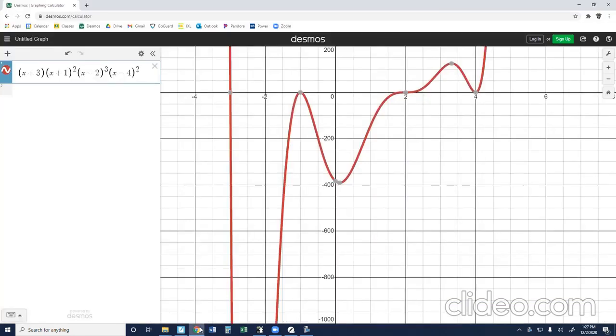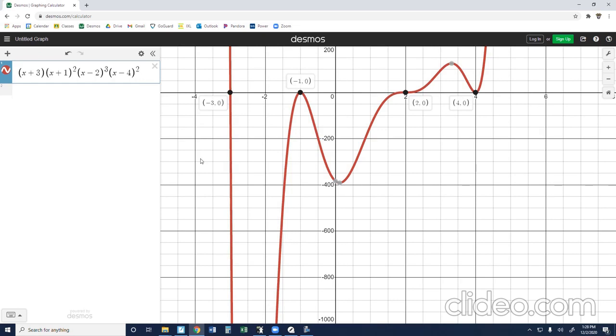This is a graph of a polynomial, and we don't need to know the whole polynomial, but what we see is the linear factorization. The factors are x plus 3, x plus 1, which is squared, x minus 2, which is cubed, and x minus 4, which is squared. Notice that that gives us the zeros: negative 3 goes with x plus 3, negative 1 goes with x plus 1, 2 goes with x minus 2, and 4 goes with x minus 4. Right now, all we're going to focus on are the zeros.